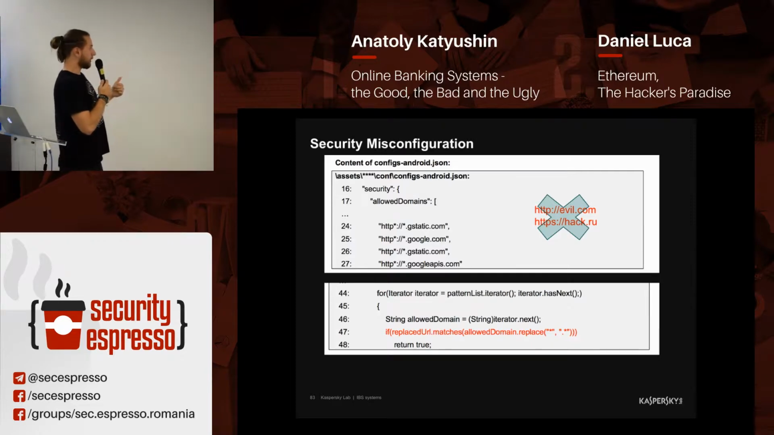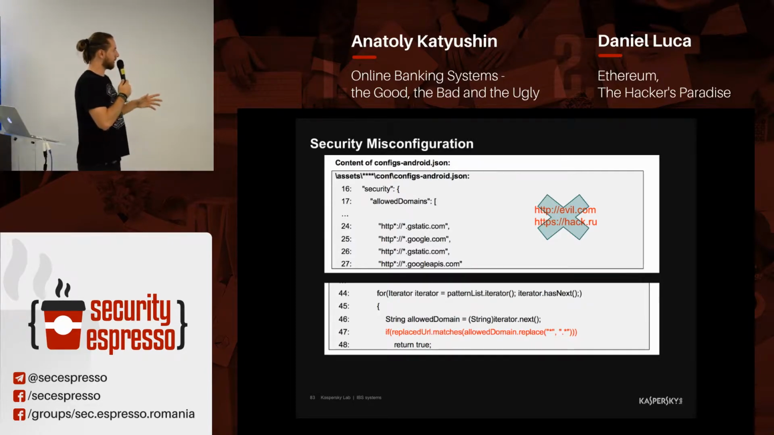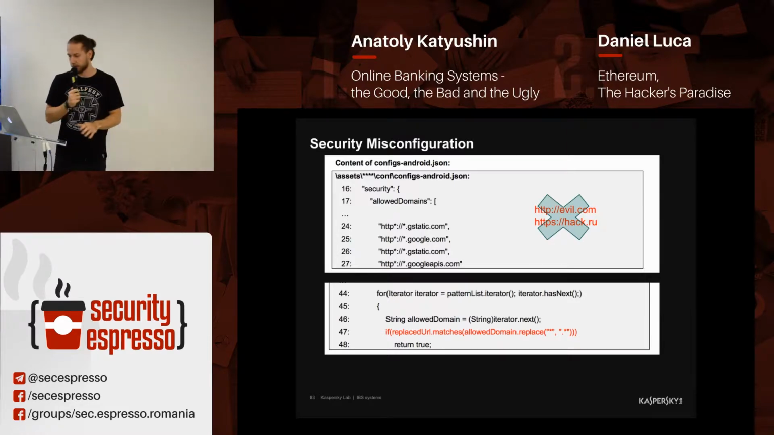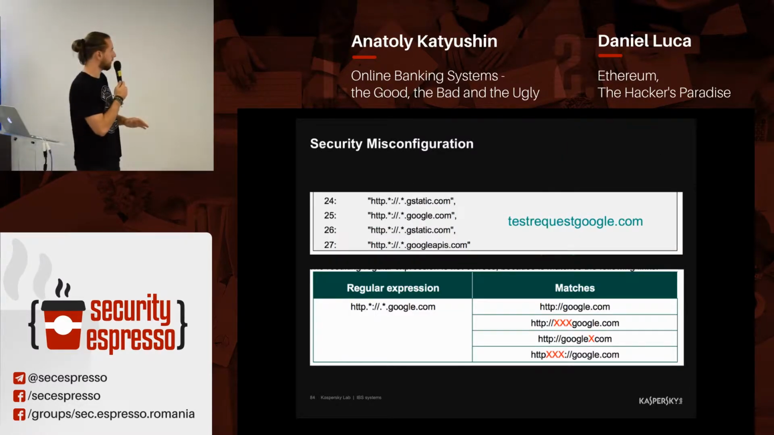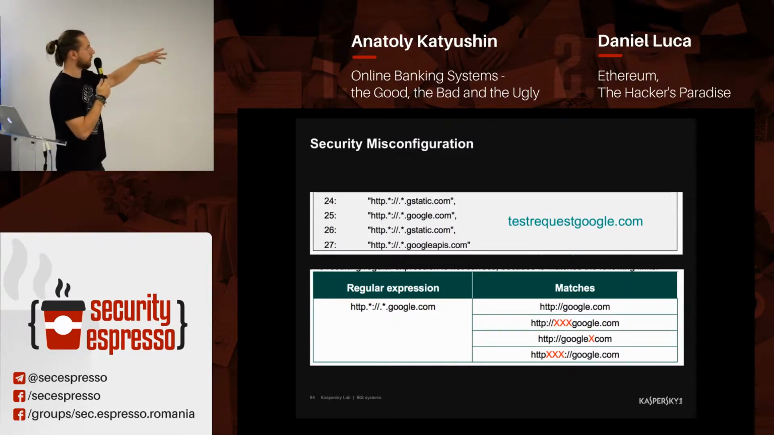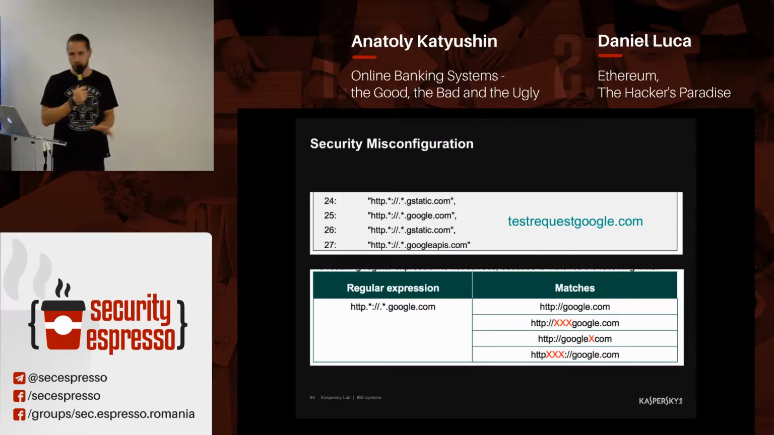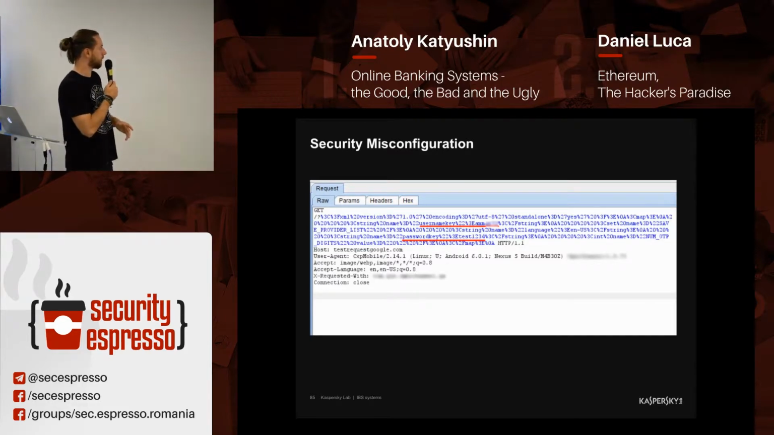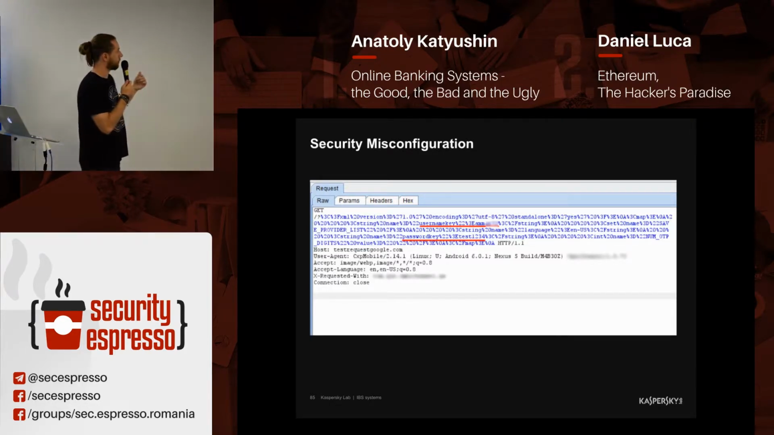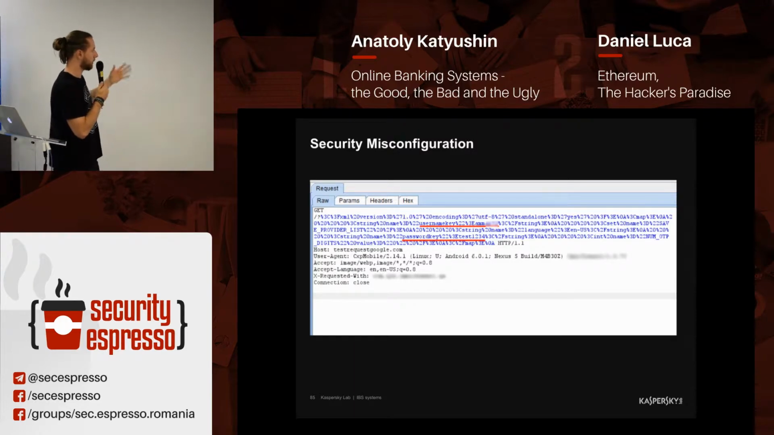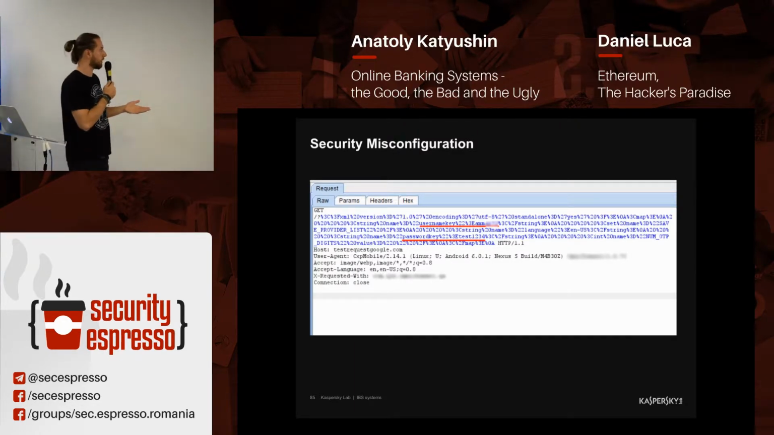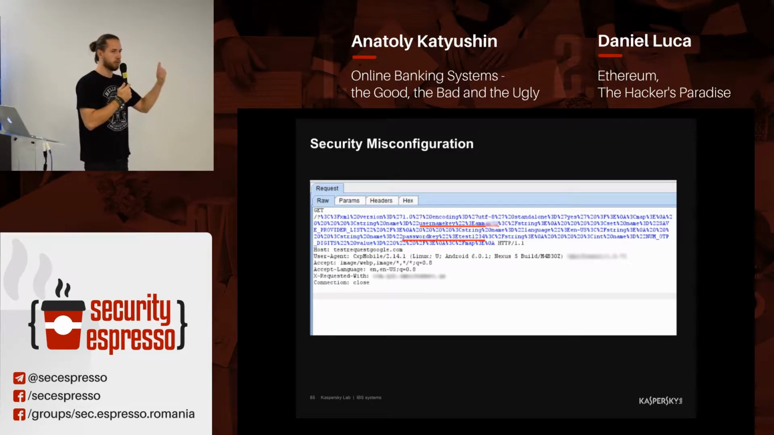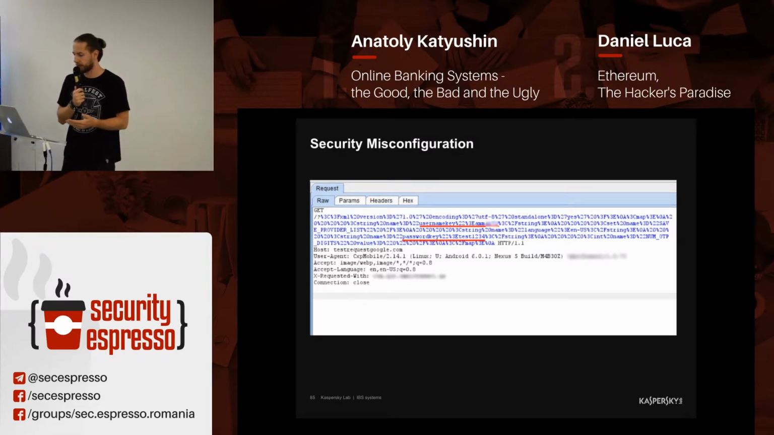But thankfully, there was this strange replace that created from these domains something like this. So if you see, this is a regular expression, and a virtual host like test request google.com will match this regular expression. So in this request, we managed to exploit the XSS, the man-in-the-middle attack, and get local file reading and send it to our server. So this was a huge combination of security flaws.